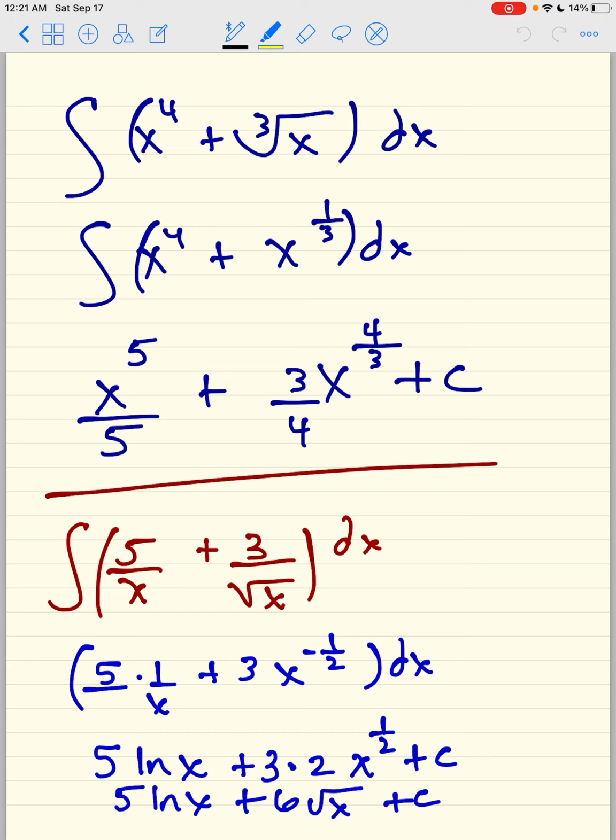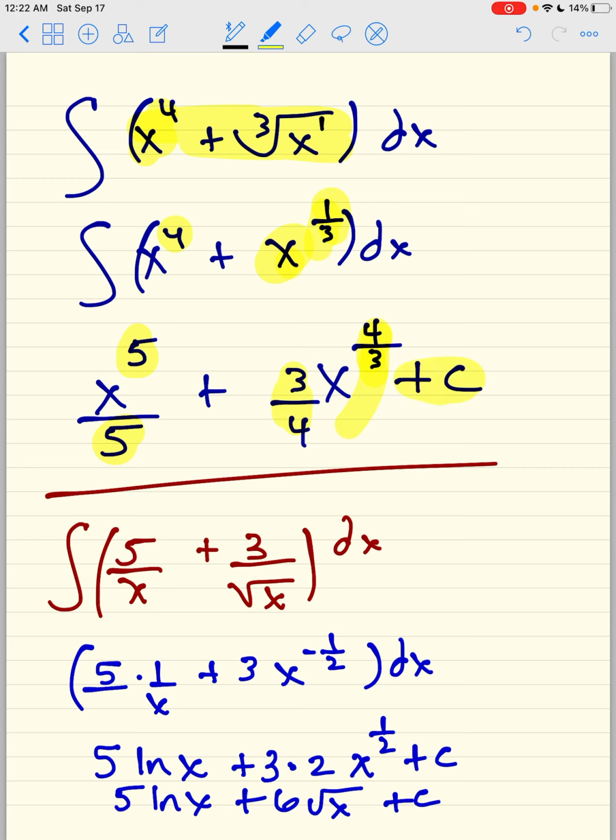But the first problem was the integral of x to the fourth plus the cube root of x. First thing you want to do is make sure that the cube root of x is written as x to the 1/3 power. You can remind yourself how exponents work: numerators are the guys on the inside, denominators are the guys on the outside. All you have to do is add 1 to the exponent, so 4 plus 1 is 5, and then divide by 5. You add 1 to a third, you get 4/3, and when you divide, you get 3/4 in the front. Don't forget your plus c.